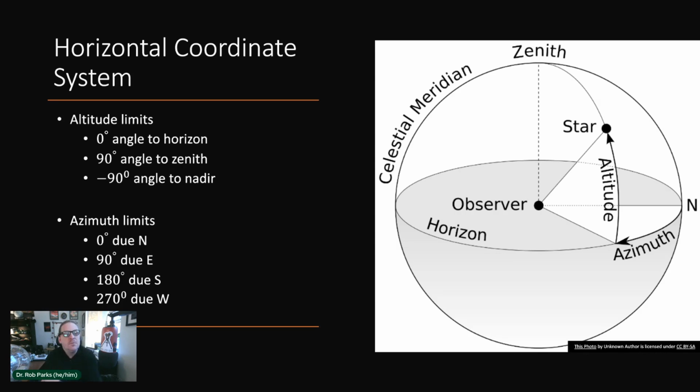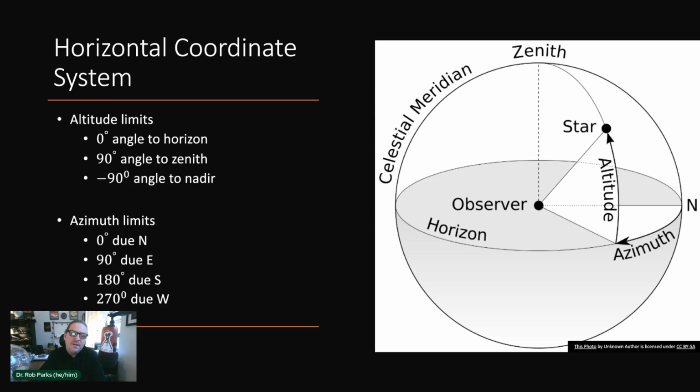So let's talk about the horizontal coordinate system. The horizontal coordinate system is based on your local position. And so what you envision is you are standing on a flat plane, and that plane is encapsulated by a hemispherical dome above your head. The point that is directly overhead is the zenith. The point that is directly below your feet is the nadir, although functionally that's really not all that important. And the line that goes from due north through the zenith back down to due south is known as the celestial meridian.